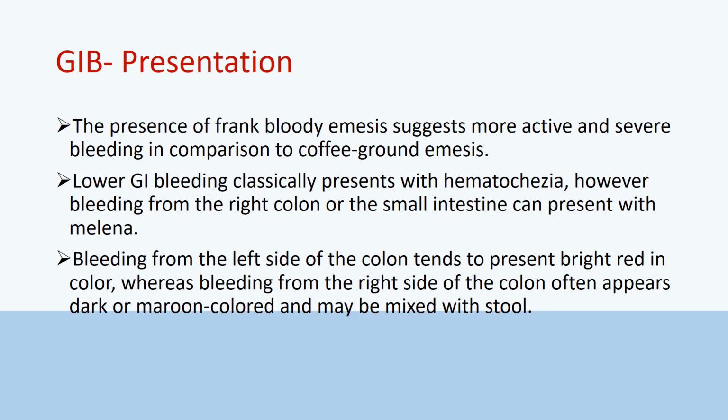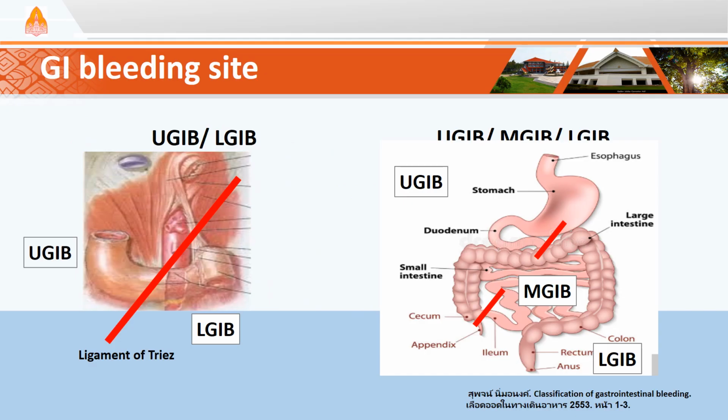However, bleeding from the right colon or the small intestine can present with melena. Bleeding from the left side of the colon tends to present with bright red stools, whereas bleeding from the right side of the colon often appears dark or maroon color, and it may be mixed with blood. Now, this is an important slide. It tells us about the ligament of Treves, and any bleeding proximal to the ligament of Treves is upper GI bleeding, and below this ligament is the lower gastrointestinal bleeding. So that's the line of demarcation.